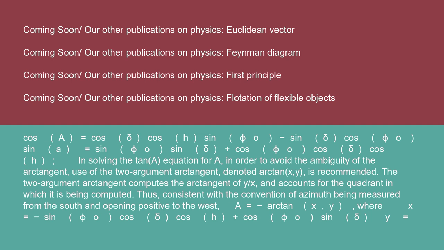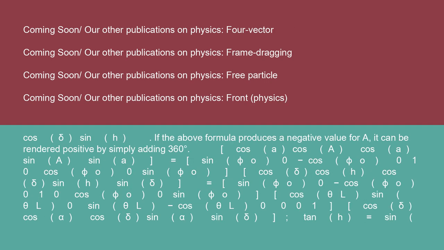In solving the tan A equation for A, in order to avoid the ambiguity of the arctangent, use of the two-argument arctangent, denoted arctan(x, y), is recommended. The two-argument arctangent computes the arctangent of y/x and accounts for the quadrant in which it is being computed. Thus, consistent with the convention of azimuth being measured from the south and opening positive to the west, A = −arctan(x, y), where x = −sin φ₀ cos δ cos H + cos φ₀ sin δ and y = cos δ sin H. If the above formula produces a negative value for A, it can be rendered positive by simply adding 360 degrees.